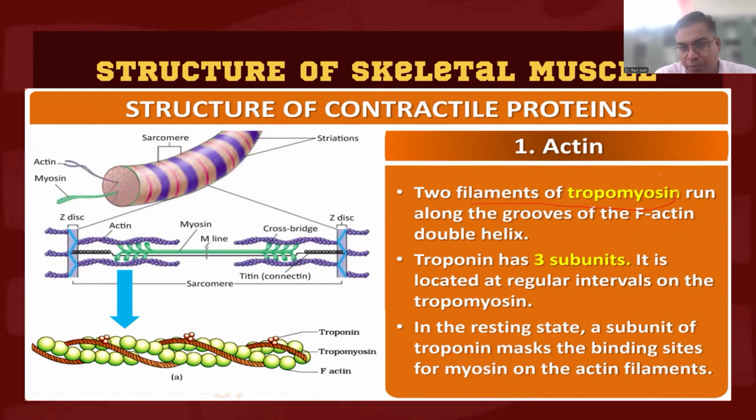Two filaments of tropomyosin run along the grooves of the F-actin double helix. Troponin has three subunits. It is located at regular intervals on the tropomyosin. In the resting stage, a subunit of troponin masks the binding sites for myosin on the actin filament. During contraction, the heads of the myosin filaments get attached to these binding sites of actin and are responsible for the contraction of muscles under the excitation-contraction coupling mechanism.